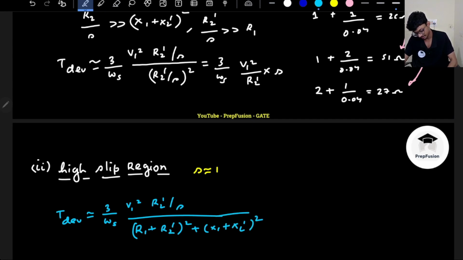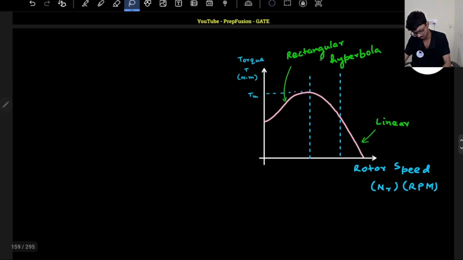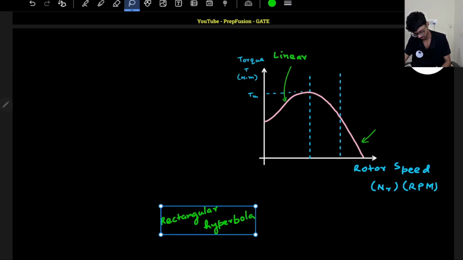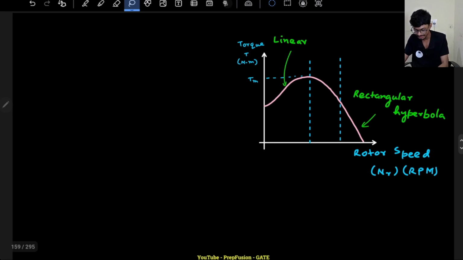So what I can observe this time is that the developed torque is proportional to 1 by S. So it will just be a rectangular hyperbola. Roughly the graph will look somewhat like this. This text will change actually. Initially it is linear.